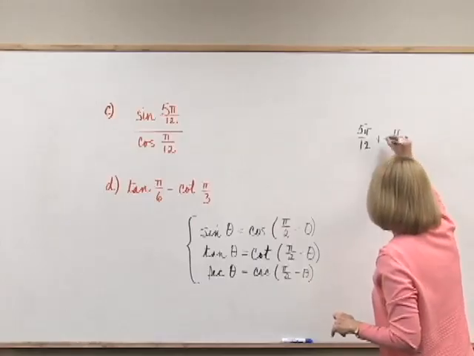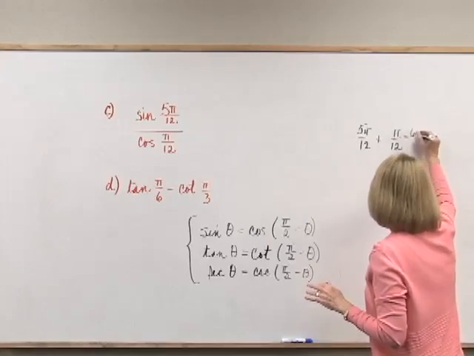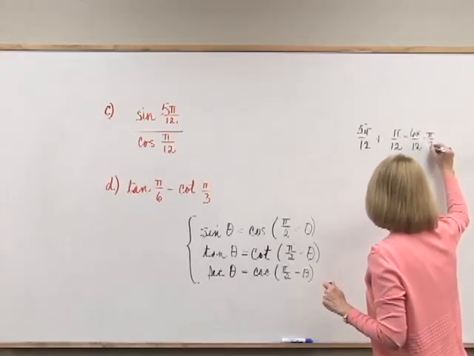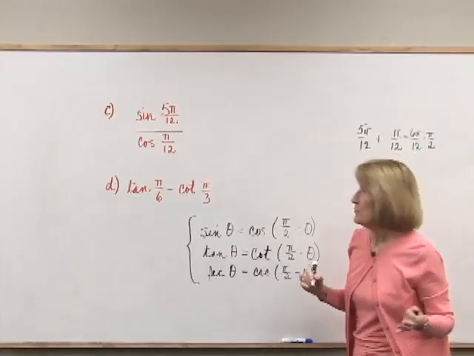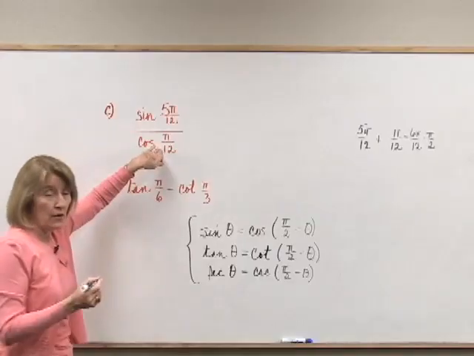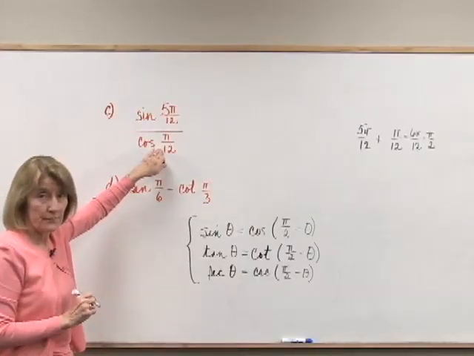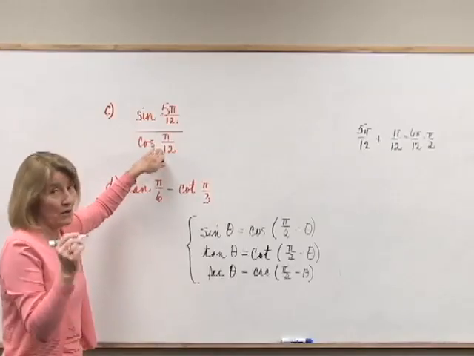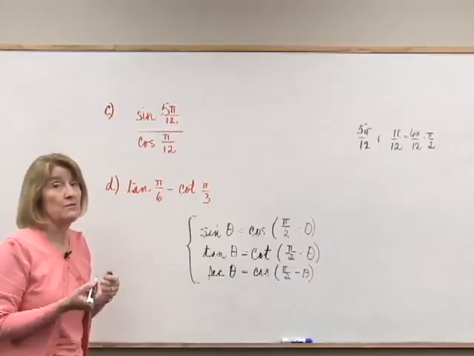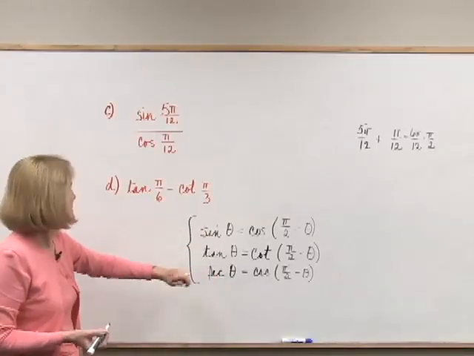What if I added the two angles? Well, I would get 6 pi over 12, which is pi over 2. So now, what do we know about these two angles? They are complementary angles because the sum is pi over 2. Well, what do we know about complementary angles? We know that cofunctions of complementary angles are equal. So let's look. Here are some of the cofunction identities.